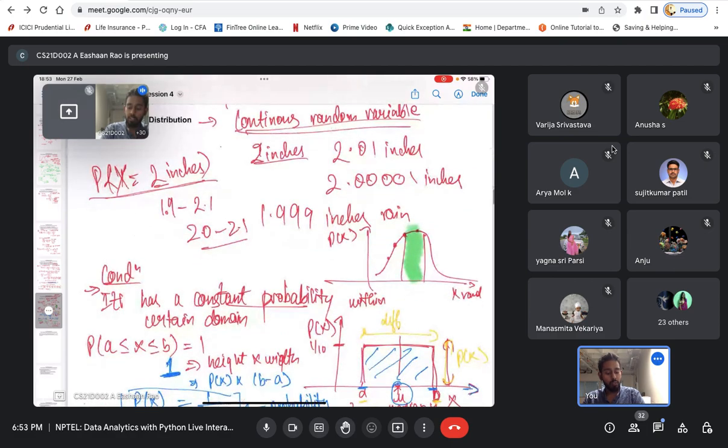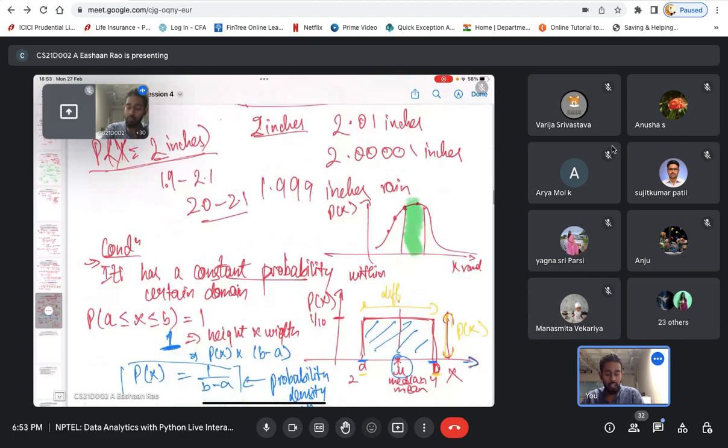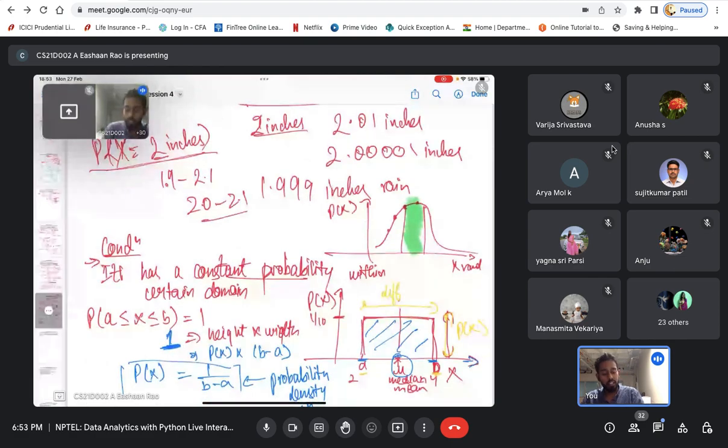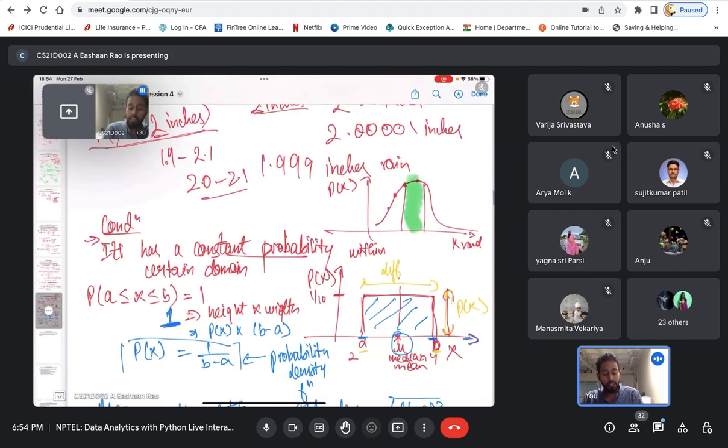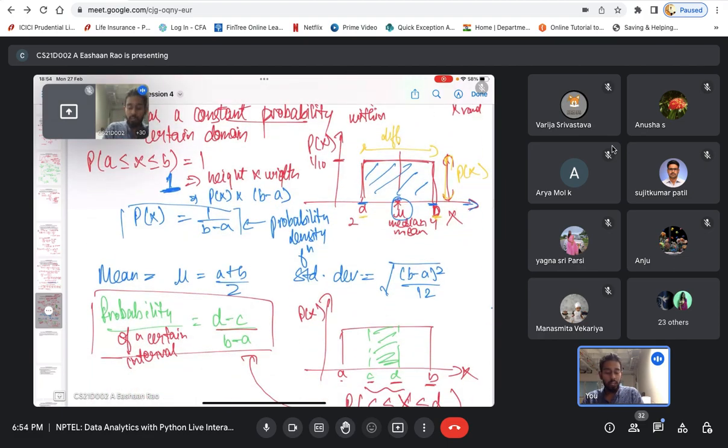To summarize, uniform distribution has a constant probability within a certain domain, and you will usually get a graph mostly in rectangular form, and this rectangular area will be 1 because the probability is 1 in that area. Using the height into width formula, we can identify the probability density function, which is usually 1 by b minus a for a certain random variable x, and that too within a certain domain, that is, between a and b. Mean is a plus b divided by 2, and standard deviation is a little complex: under root of b minus a square divided by 12.